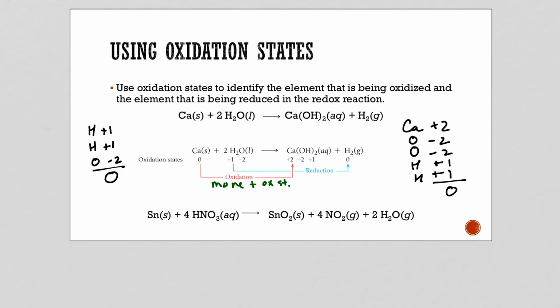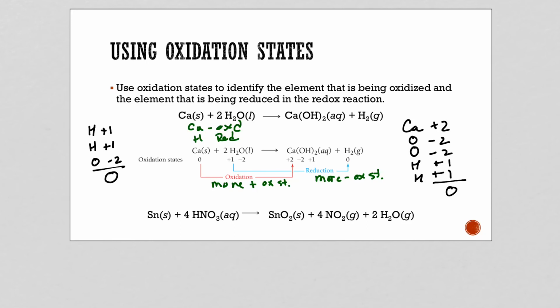If we look at the hydrogen, it goes from +1 to 0. It's getting more negative. It's going from +1 to 0 when it's gaining that negative charge. So it gets a more negative oxidation state. And so we can find the oxidation and the reduction. And if you notice, oxygen doesn't change. It's -2 on both sides. So we can say that the calcium is oxidized and the hydrogen is reduced.